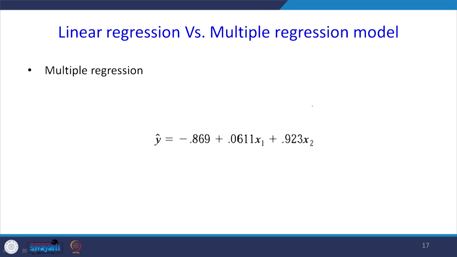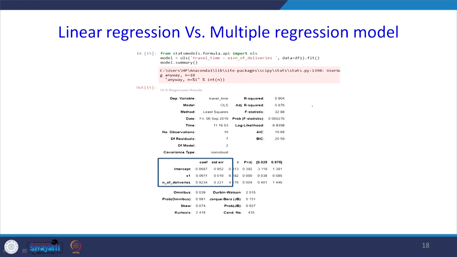Now, I am going to bring another independent variable, that is number of deliveries. When you bring another independent variable, I will show you that model. You see the model equal to ols travel_time tilde x1 plus n_of_deliveries. So, this is two independent variables. If there are three, you can write plus that variable. This is the way to do multiple regression in Python.